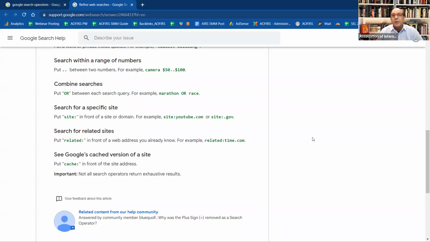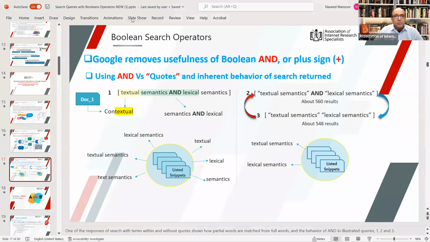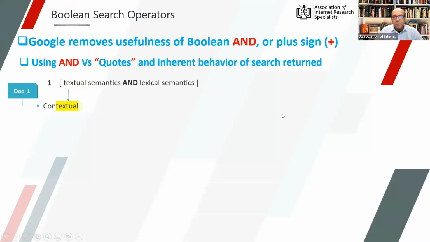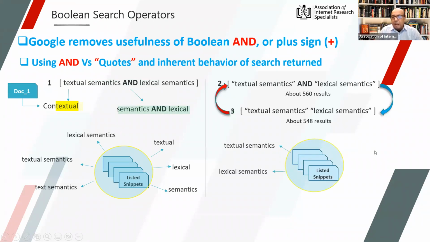All right, we are not going to that yet, so we will be focused on substituting AND with quotation marks as a best prescription in situations where you don't really need the AND. Okay. So going back to the slide again, here the outcome by using quotation marks is that you'll get textual semantics and lexical semantics. All right.